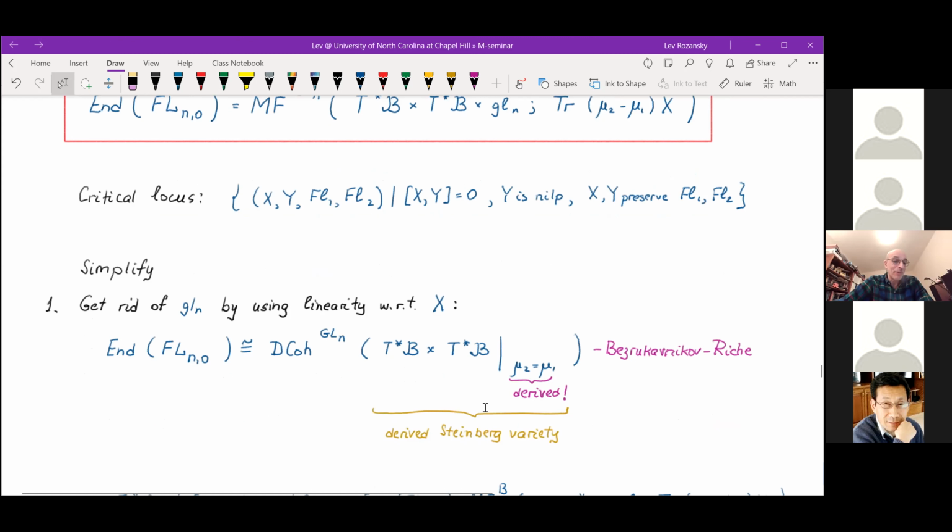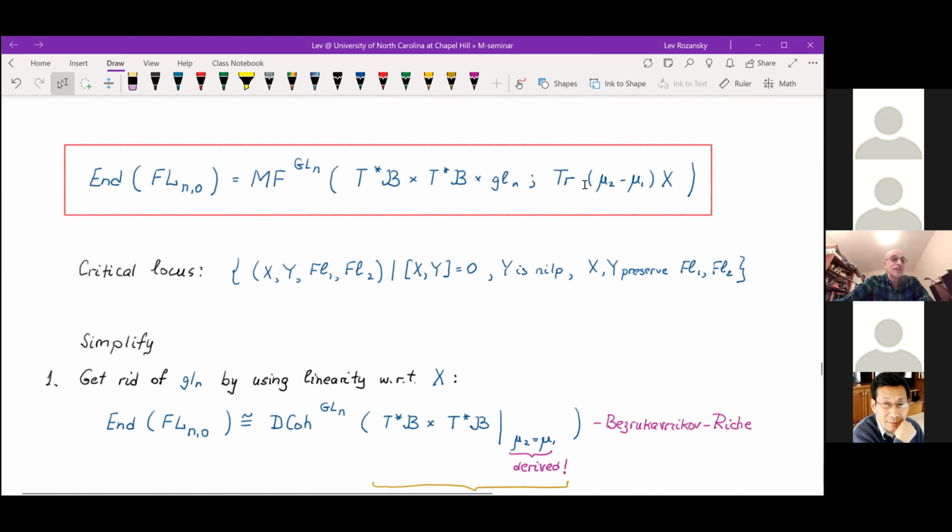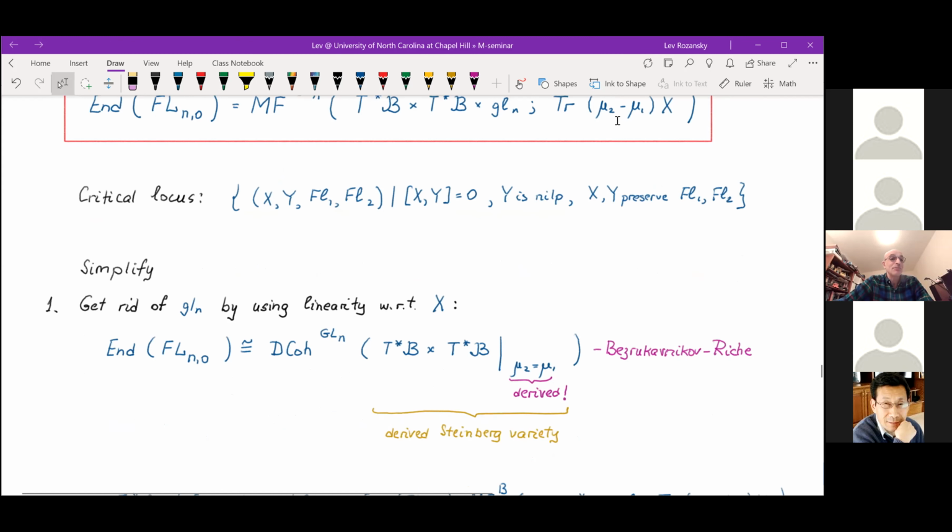And you will end up with the derived Steinberg variety, because the condition mu2 equals mu1 is not a regular sequence. So mu1 and mu2 are nilpotent matrices which sit on top of flags in T*B. So mu2 equal mu1 says that the matrix is the same. So you have one nilpotent matrix and two flags. And this is the Steinberg variety, except you have to derive it because it came through Koszul duality from this superpotential.